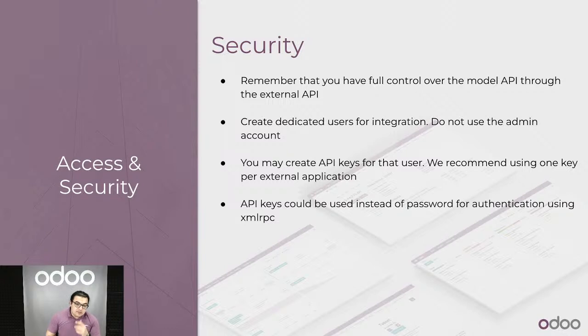Of course, I have shown you that we could authenticate using username and password, but for added security, you could generate an API key on the user, and that API key could be used instead of the password. So, in the case where the API key gets leaked, you could simply delete that API key rather than having to reset the password and having to figure out on how many platforms you are using that password.